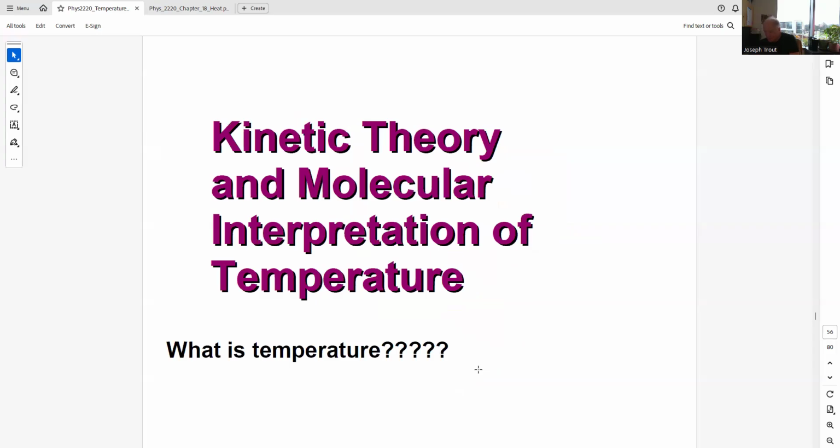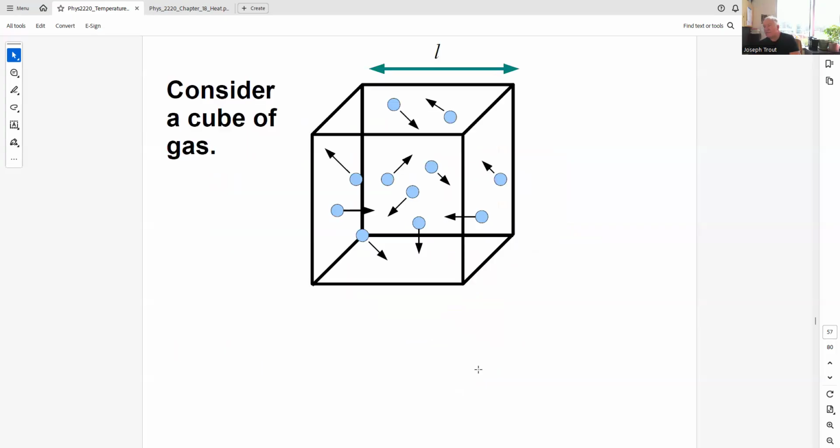So what is temperature, right? We've defined it, we talk about it, we kind of understand that if the temperature's higher, it's hotter out, right? But what is temperature? So let's consider a cube of gas. And there's molecules flying around randomly, right? And I know they're random.